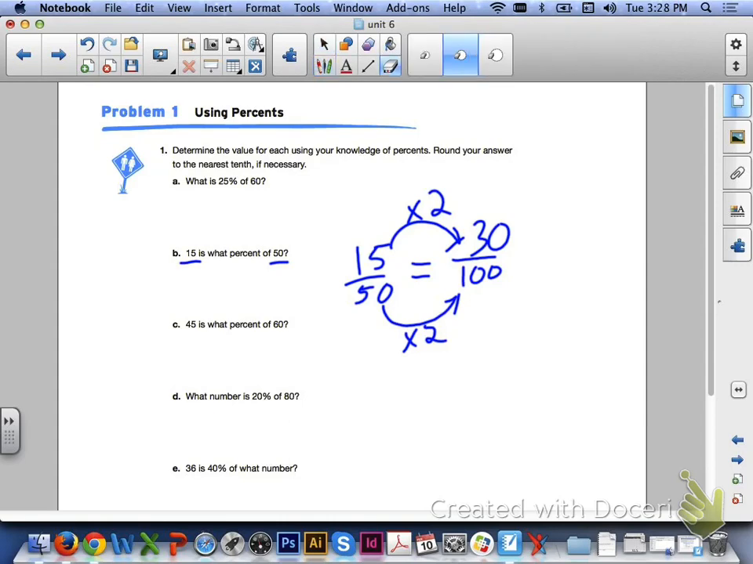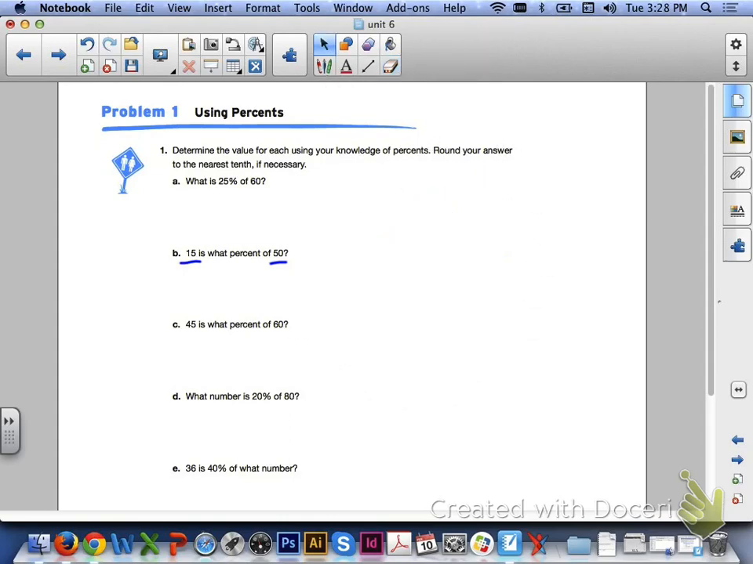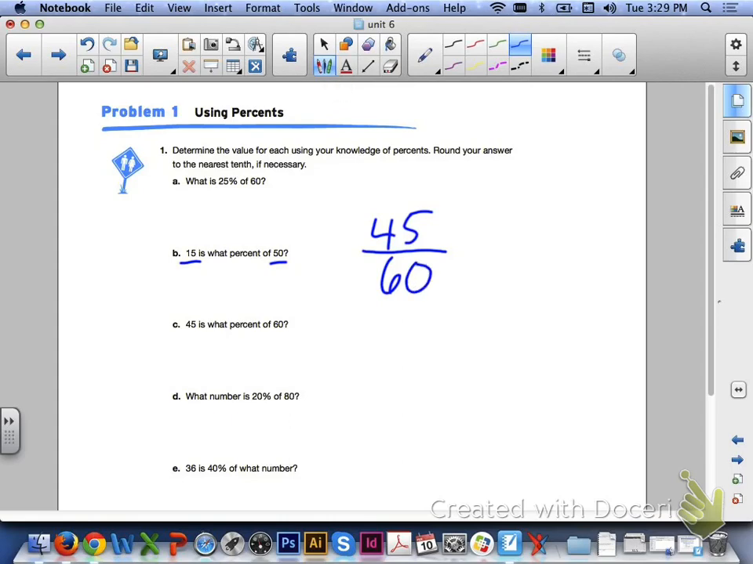If we move on to the next problem, it's going to be very similar to problem B, but it is just a tiny bit different. So it says 45 is what percent of 60? So again, now you're comparing 45 to 60, and you want to see what that equals as a percentage. And I know I can write it out of 100 because percent means out of 100. So 45/60ths, that I cannot convert to 100 very easily.